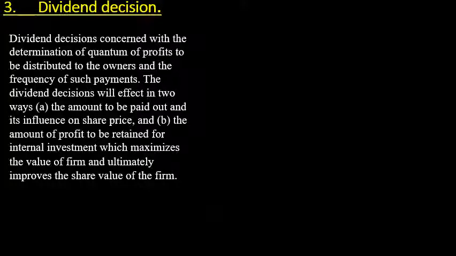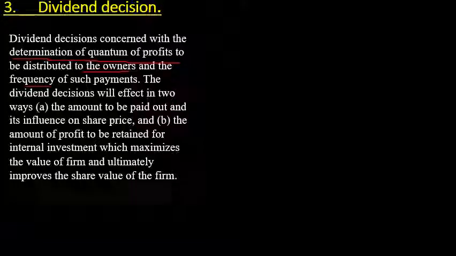Now the third part of basic financial decisions, or modern approach of financial management, is a dividend decision. Dividend decisions are concerned with the determination of quantum of profits to be distributed to the owners and the frequency of such payments. Here you can note the determination of quantum of profits that has to be distributed to the owners, to the shareholders, and the frequency, regularity of such payments. So that mainly comes under dividend.